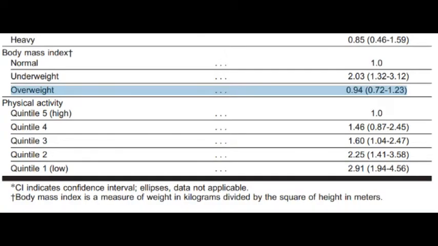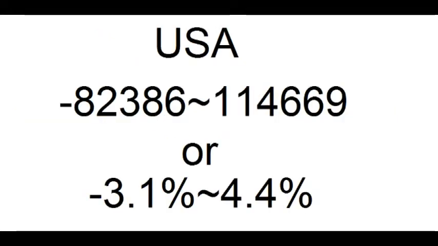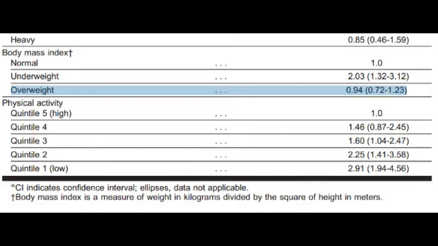However, Lance et al. 1998 controlled for socioeconomic status and found that the heaviest 15% of participants had a relative risk of 0.94. This roughly converts to obesity type 2 and 3 having a relative risk of 0.94 in our formula, in which case 960 to 970,000 deaths were averted globally. If we analyze the US with the same data, we get a range from 82,000 lives saved to 115,000 lives lost.